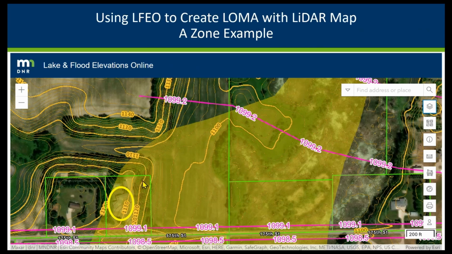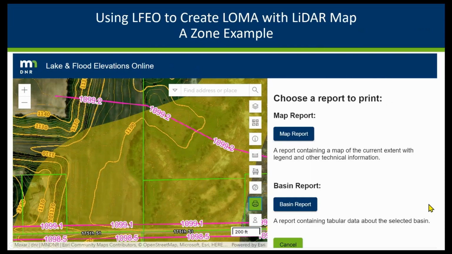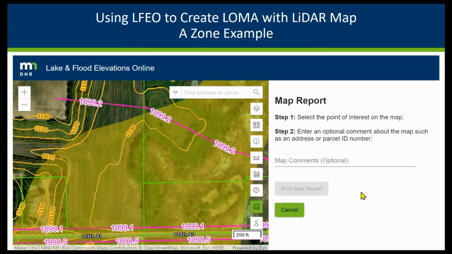So now we want to print this so we can show how we calculated our base flood elevation. So we'll go here to the print option or the report option, and we'll get two choices. We'll have a map report and a basin report. We want the map report. In the map option, it will print whatever layers we have turned on in our view of our site. So the first step, it asks us to select the point of interest on the map.